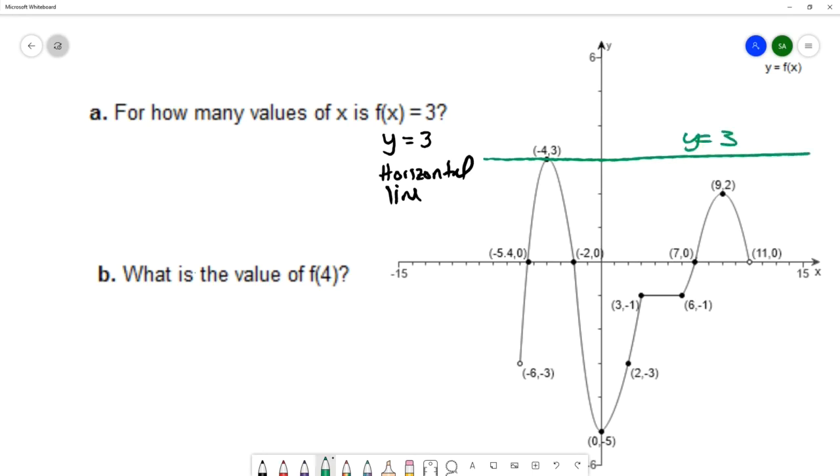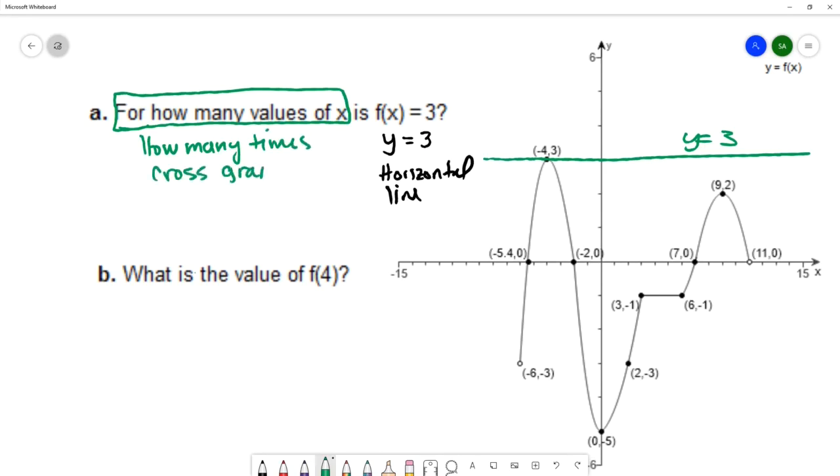So when it says for how many values of x, we can think of this as how many times does the horizontal line cross the graph. So you can see that the horizontal line, y equals 3, crosses the graph in only one place. So that means that there is only one x value for which f of x equals 3 or y equals 3. So the answer on that one is 1.